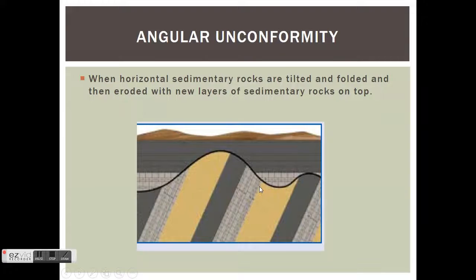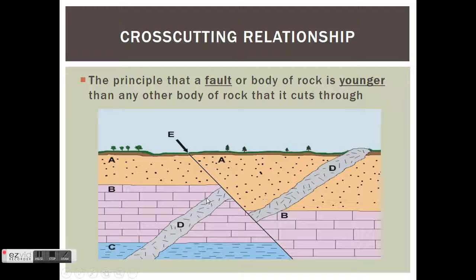So if we look at an example, this is one that we did in class. A general rule of thumb for being able to put these things in order is we use the law of superposition to tell us that layer C had to be here first, then B, and then A. And then we have D, which is an igneous intrusion, and E. We use the cross-cutting relationship to tell us that D crosses over all three of those layers. And we can see that E actually breaks through D, so E had to come very last. So the correct order would be C, B, A, D, E.